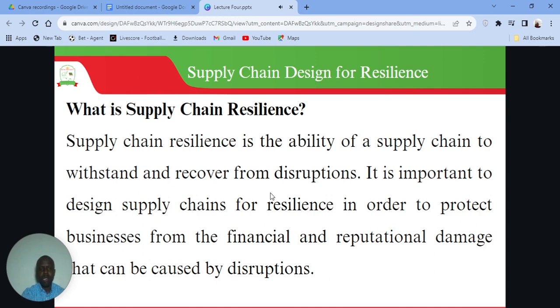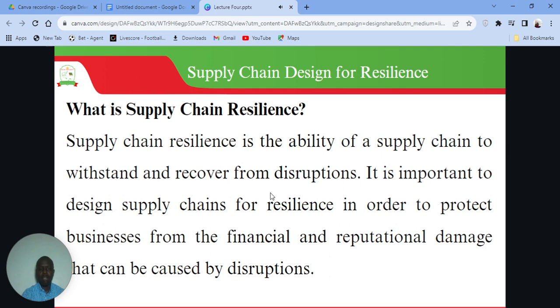We have something we call supply chain design for resilience. Supply chain resilience is simply the ability of a supply chain to withstand and recover from disruptions. Now, we have already talked about quite a number of risks. We had disruptions, for example, COVID-19, which is a pandemic that affected people across the world. That kind of disruption required organizations to be resilient.